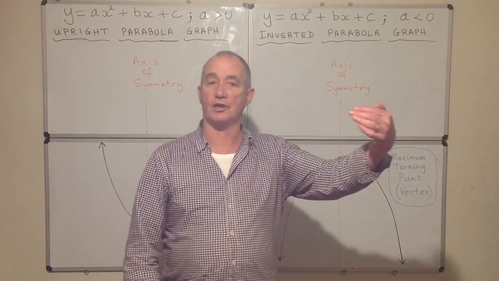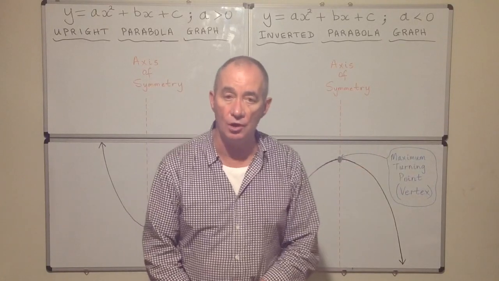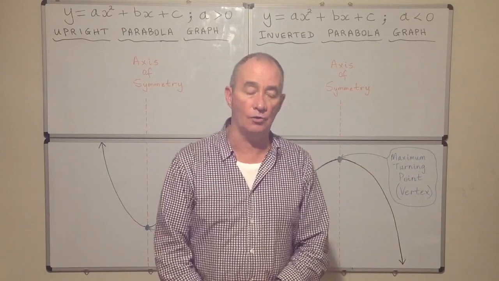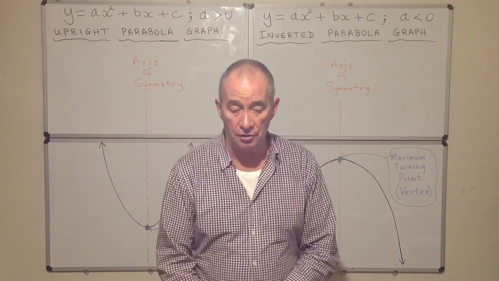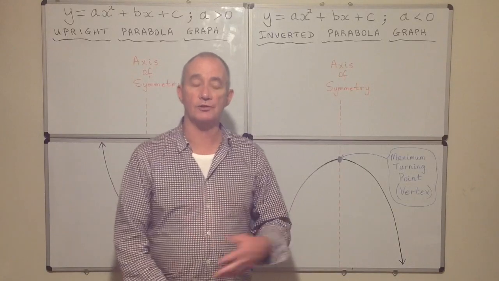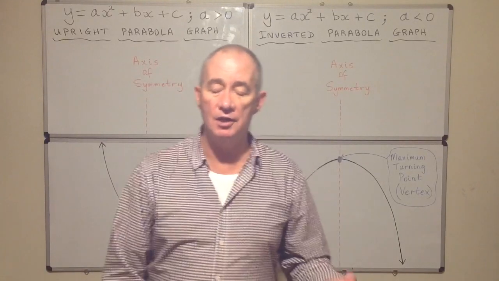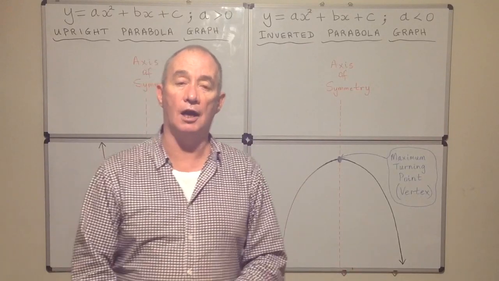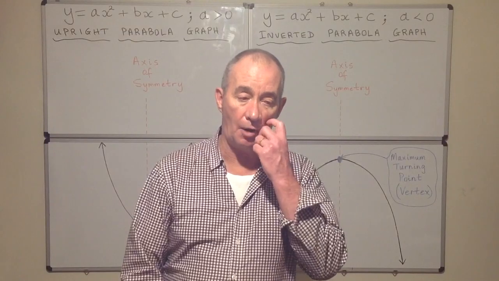Maximum means the highest, doesn't it? All right, so the maximum turning point is the very highest point on the inverted parabola curve. All right, so that's turning points. That's one key feature of parabola curves. Minimum turning point for an upright parabola, maximum turning point for an inverted parabola.